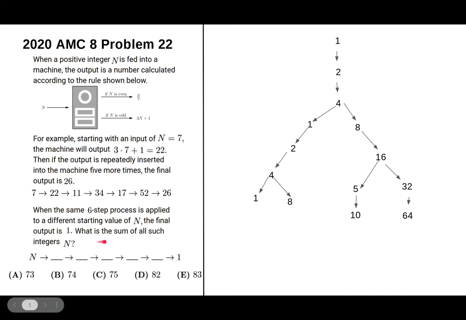So we have to find the sum of all such integers n. These are all the integers n that, if you do this process, give you 1. So now we find the sum of them. 1 plus 8 plus 10 plus 64 is 83, which is option E.